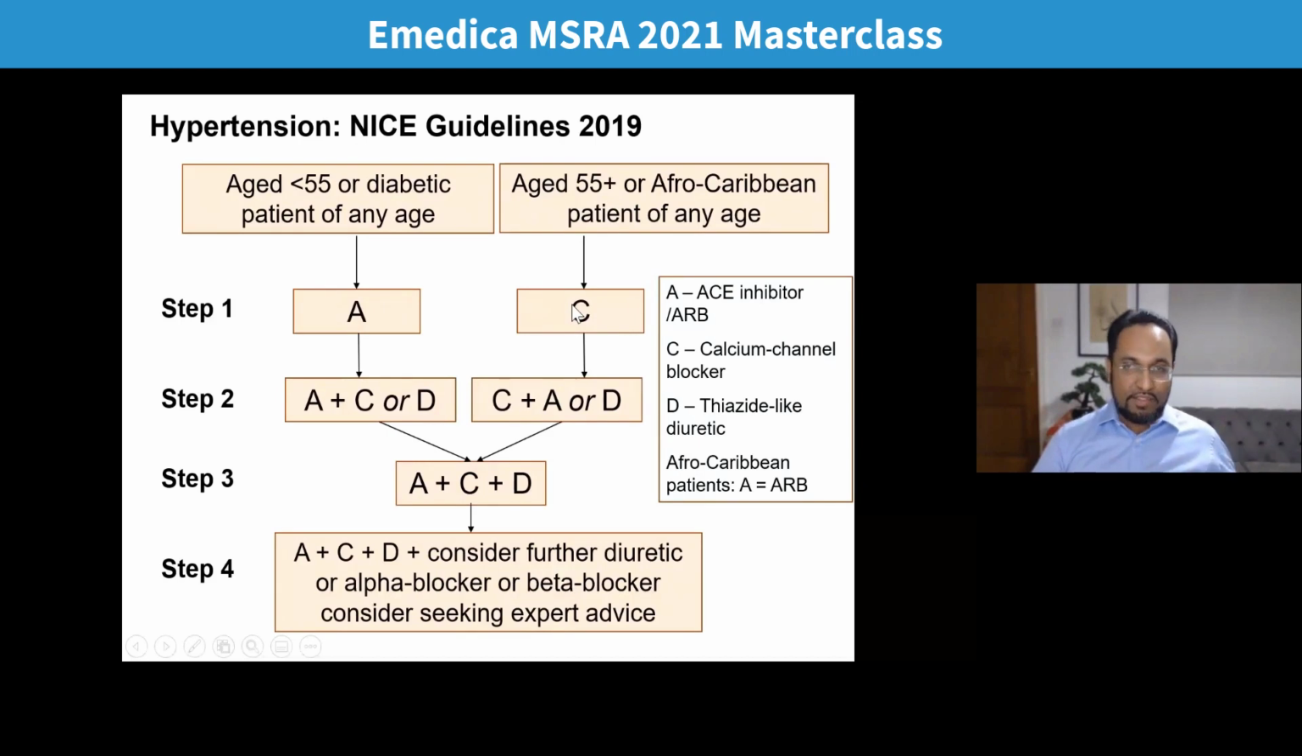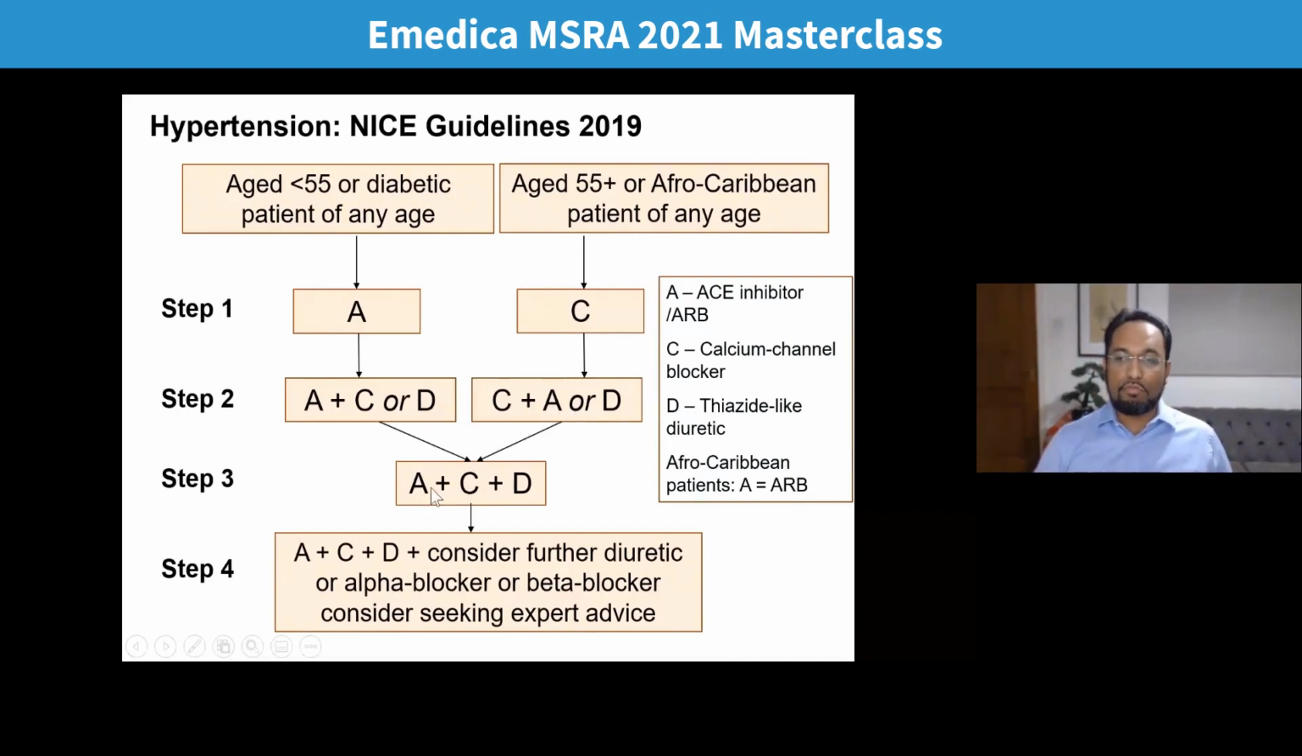If they're not diabetic and they're not Afro-Caribbean, then the third question is, how old are they? If they're under 55, it's going to be an ACE inhibitor. If they're 55 or more, it's going to be a calcium channel blocker. Now, whichever one you start them on in step 1, optimize that. For example, let's say you started someone on lisinopril. Optimize the dose of that. In step 2, the new guideline is you could give either a calcium channel blocker or a thiazide-like diuretic. Similarly here, you've optimized the calcium channel blocker. In step 2, give either an ACE inhibitor, a thiazide-like diuretic, or an ARB. Remember, A is either ACE inhibitor or ARB.